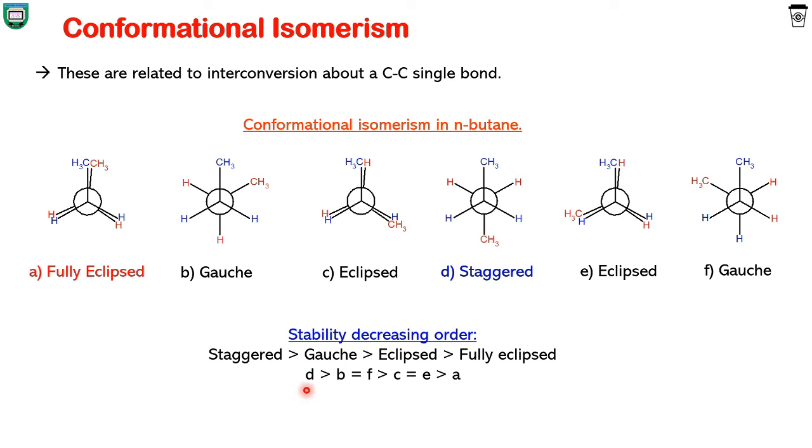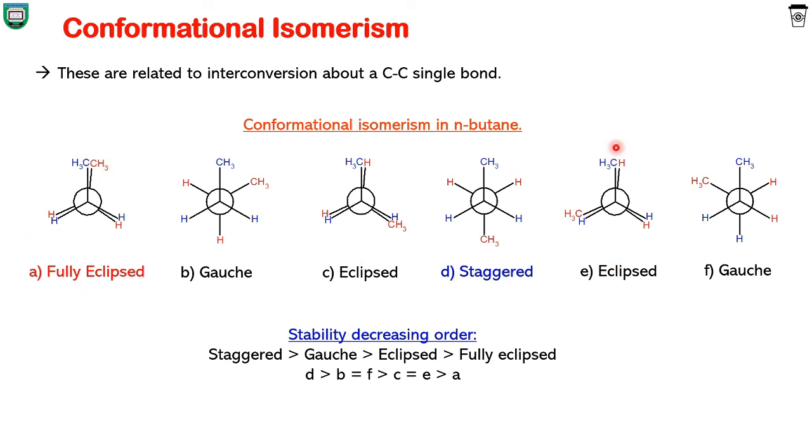So the highest stability is the staggered, followed by gauche, the second highest stability, and then eclipsed. This is an unstable isomer, and the fully eclipsed one is a highly unstable conformational isomer. This conformation is highly unstable because these big bulky methyl groups are very near, causing steric hindrance. Due to the steric strain, this molecule gets high energy and is unstable.